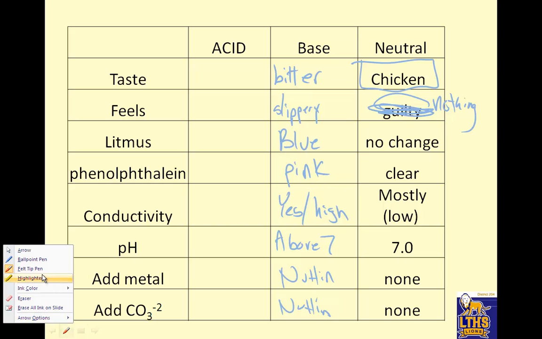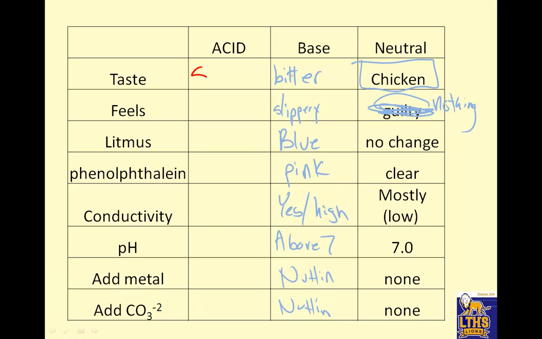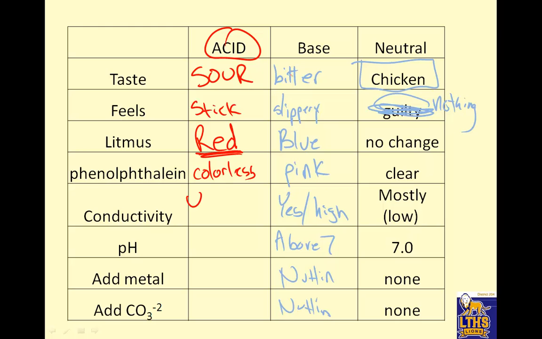So let me turn to acids. Taste: sour. Feels sticky. Litmus turns red. So this is how you can remember: acid turns red. Kind of rhymes there, doesn't it? Acid turns red. And phenolphthalein is colorless here. Conductivity, yes, and high. pH below 7.